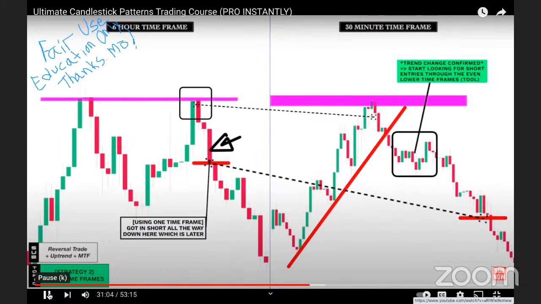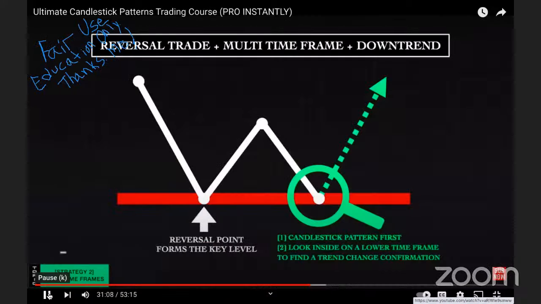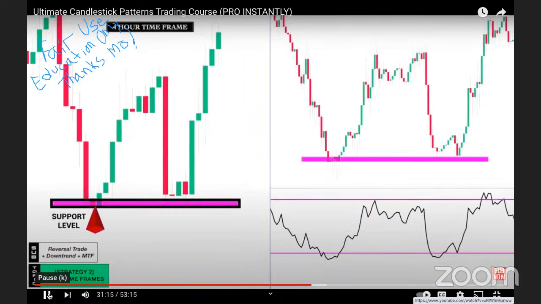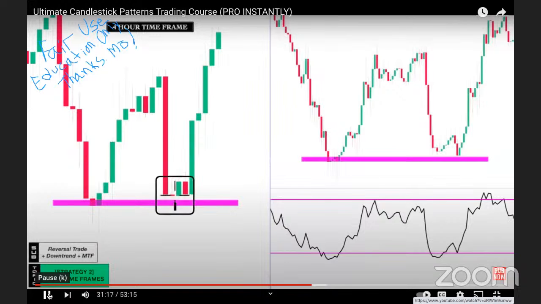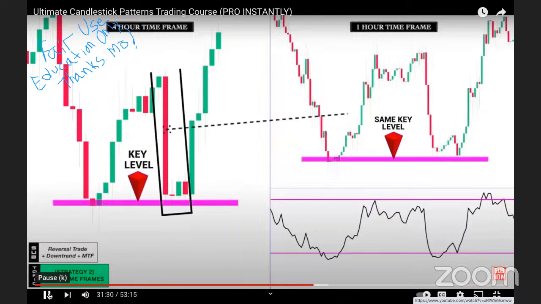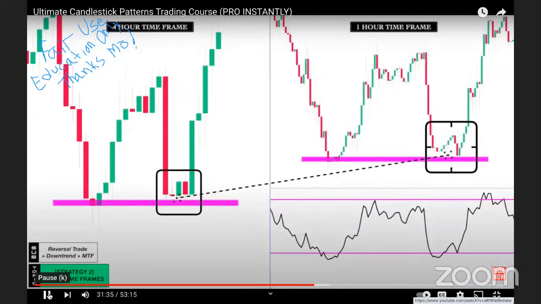So going in the opposite direction, a reversal trade in a downtrend using multi-time frames. So on the left is the 4-hour time frame. You had your key level of support because of this reversal point. And this is where your reversal trade opportunity long presented itself, and is where you had multiple long wick candles form at the level. So then on the right is the 1-hour time frame that was used for an entry point. Same key level, same pullback. This area here is this same area here.